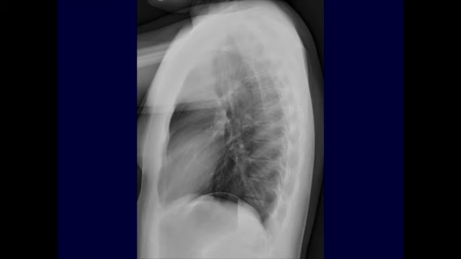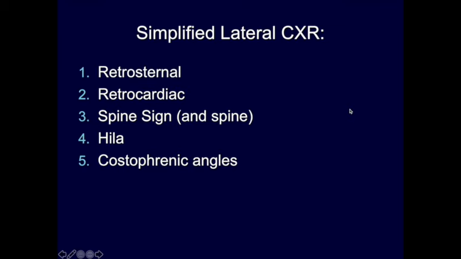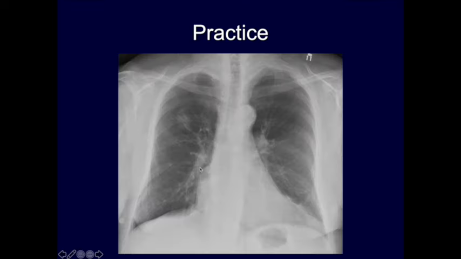So again, a simplified lateral chest x-ray includes looking at the retrosternal airspace, the retrocardiac airspace, looking at the spine sign and the spine itself, looking at the hilar anatomy and making sure there's not lymphadenopathy, and looking at the costophrenic angles.